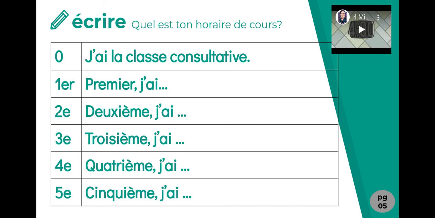But I need you to write full sentences in French, what classes you have each period on page 5. So your sentences are going to start premier j'ai, deuxième j'ai, troisième j'ai, quatrième j'ai, cinquième j'ai. Guest teacher, please pause the video and give students 4 minutes to fill out their class schedule in full sentences in French using our ordering words we learned today.